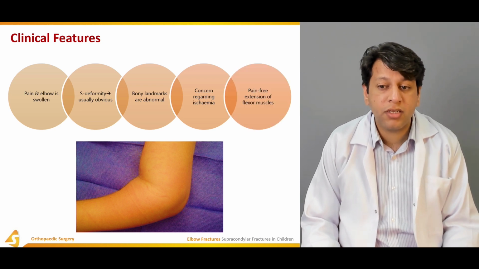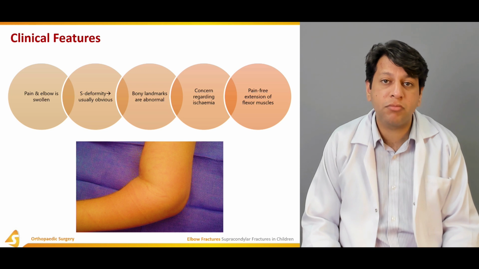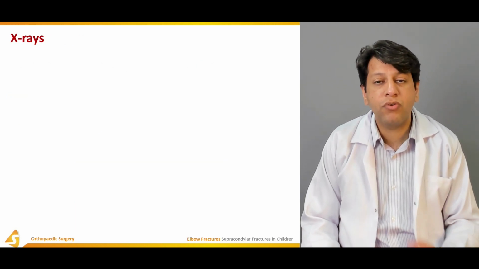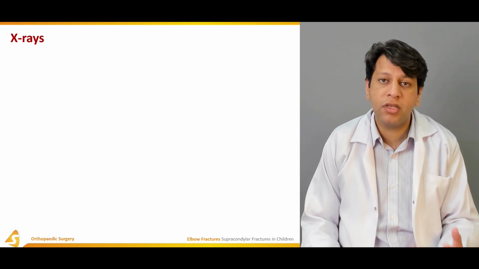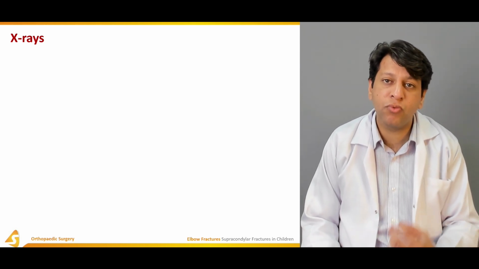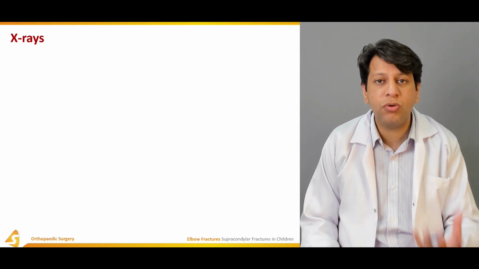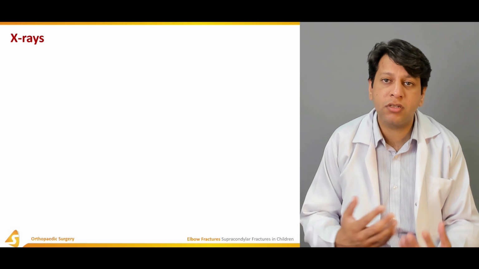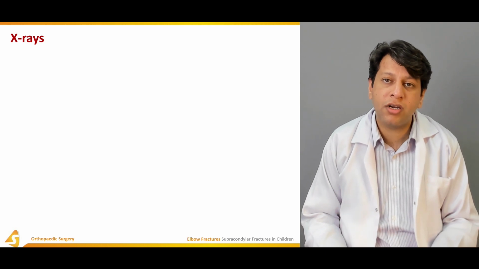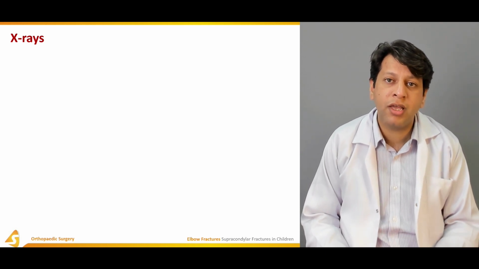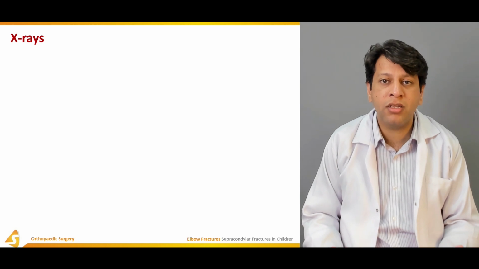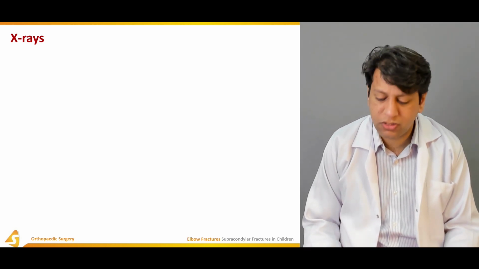Sometimes pain-free extension of the flexor muscles is not possible. If you ask the child to move the arm, he or she will not be able to, and moving the arm passively would result in a lot of pain as well. You need to assess the neurovascular status, whether the radial artery and ulnar artery are palpable or not, and mainly the median, ulnar and radial nerves can be assessed as well.